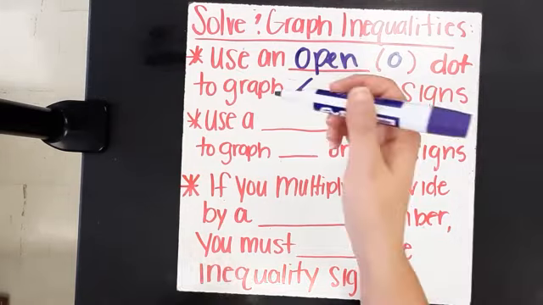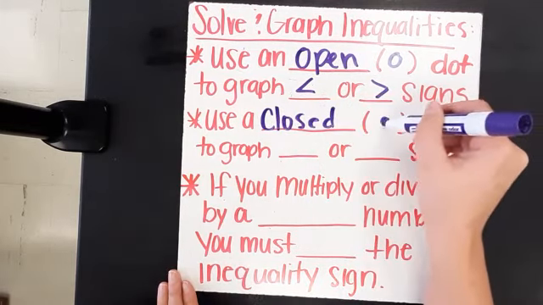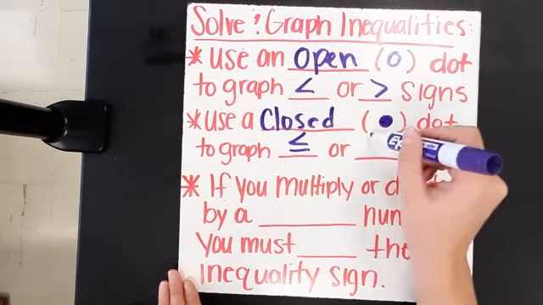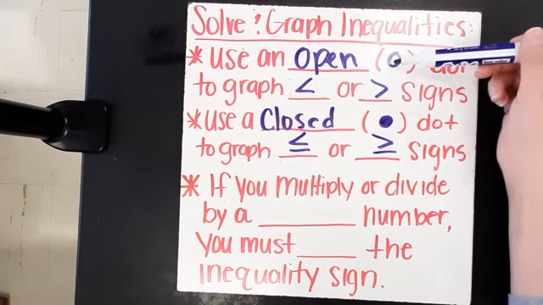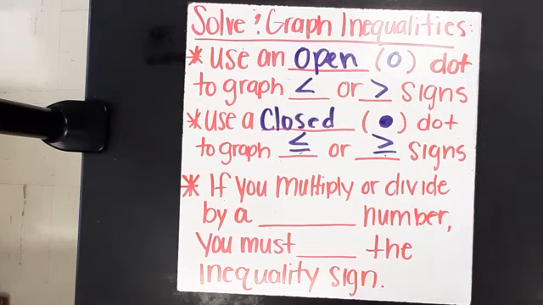We use a closed dot, or a filled in dot like this, to graph less than or equal to or greater than or equal to signs. So the type of dot that you use on your graph depends on which of these signs your equation has.